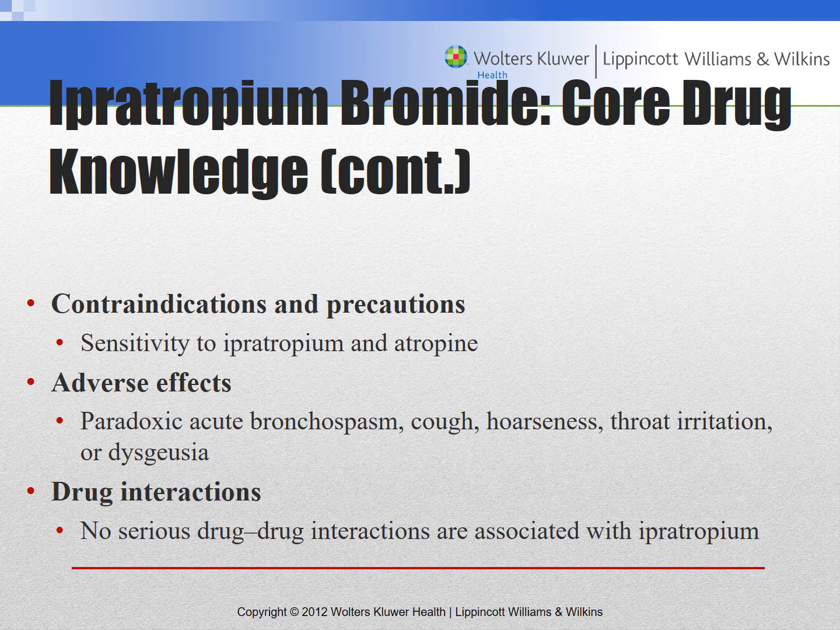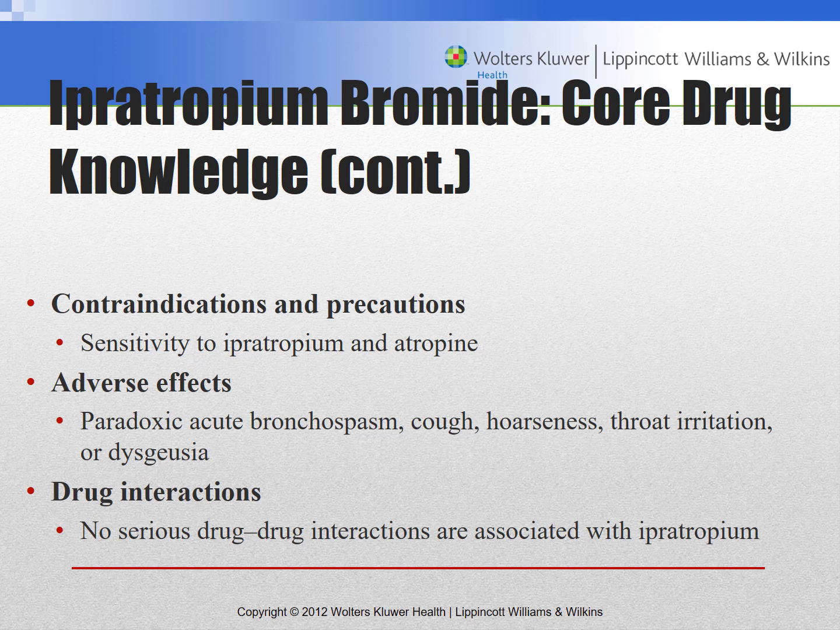All right. Contraindications and precautions: anyone who has a sensitivity to ipratropium or to atropine. The reason for atropine being a contraindication, if they have a hypersensitivity to that, is because of the anticholinergic effects of the drug. Atropine is an anticholinergic drug, so we would expect the same reaction to occur with ipratropium. Because of that, we want to make sure that we assess if they have a hypersensitivity to either of those.